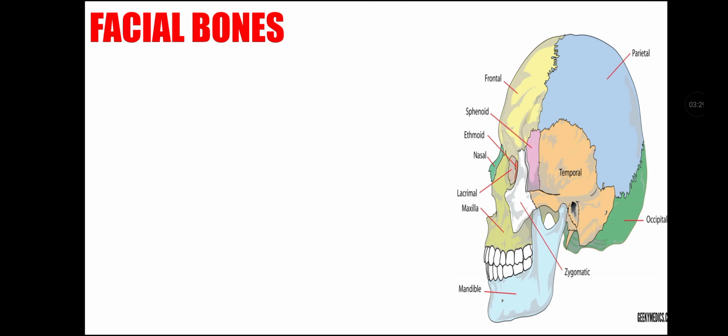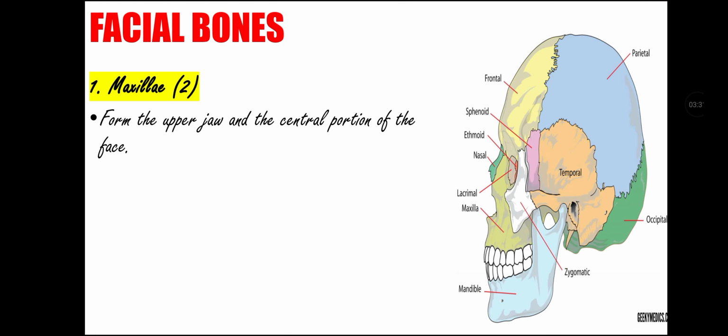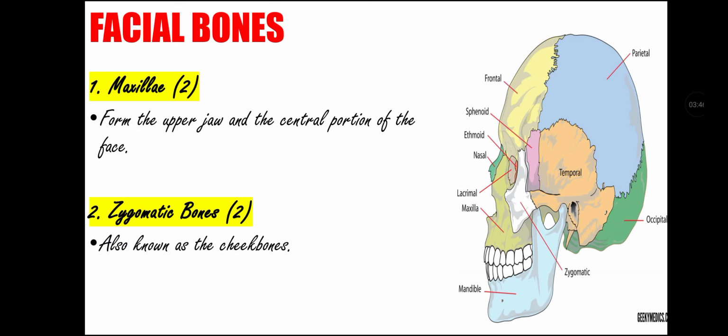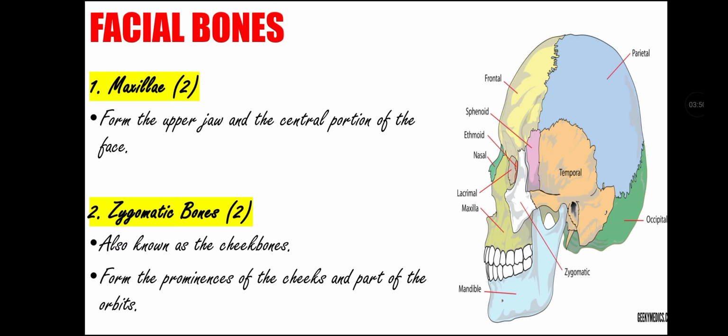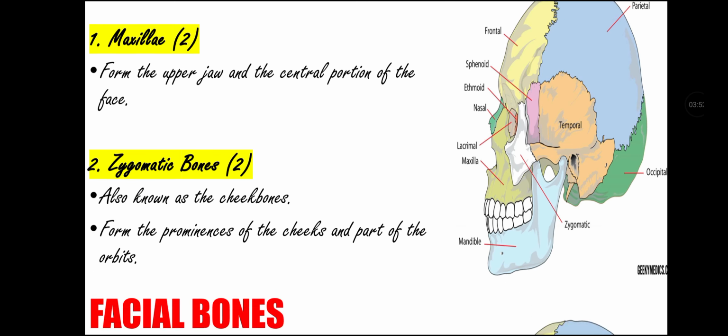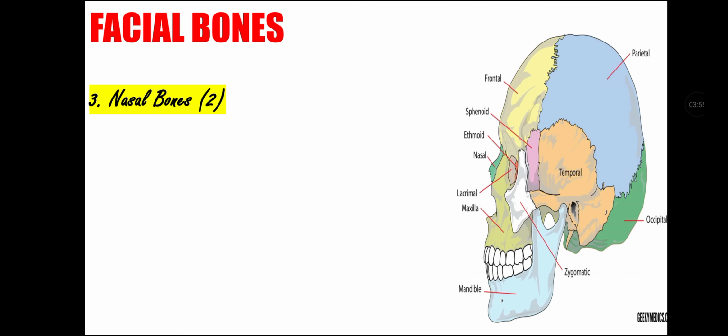Talking about them one by one, we have maxilla that is the paired bone. It forms the upper jaw and central portion of face. As you can see here in the diagram, the green color bone in the facial skeleton is the maxilla. Then we have a zygomatic bone. There you can see in diagram the white color bone is zygomatic bone. It is paired bone. It is also known as cheekbone, and it forms the prominence of cheeks and parts of orbit.